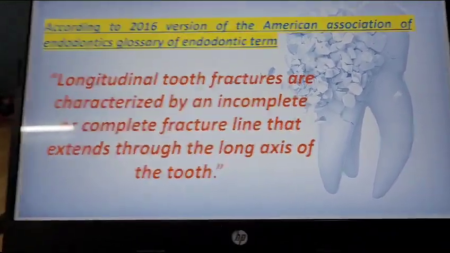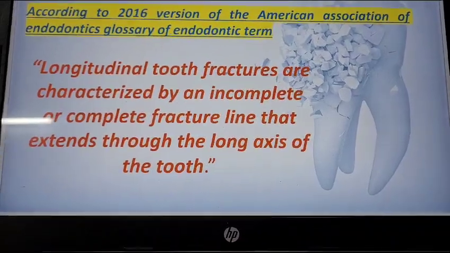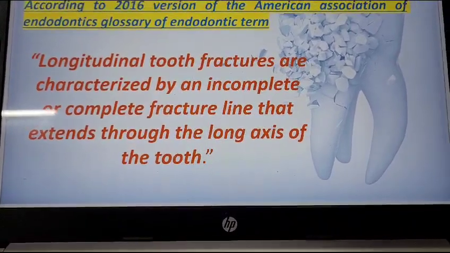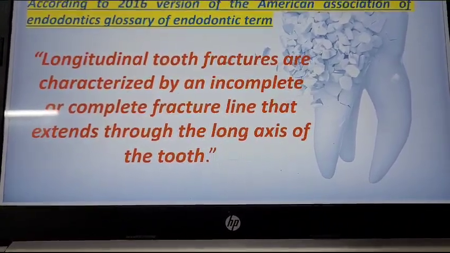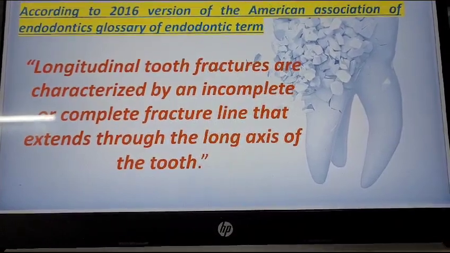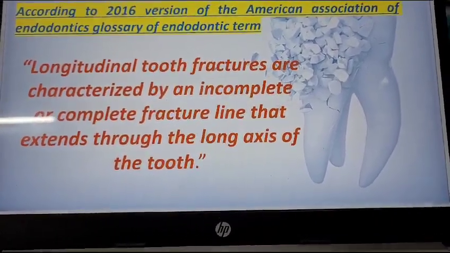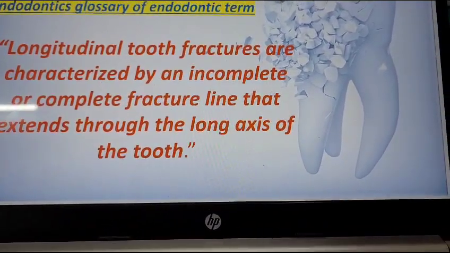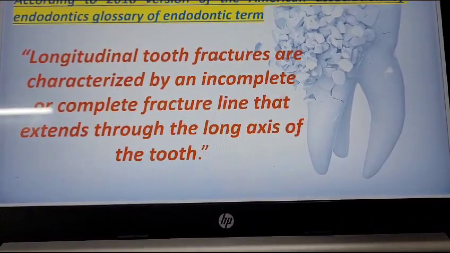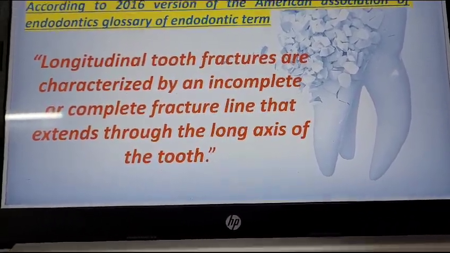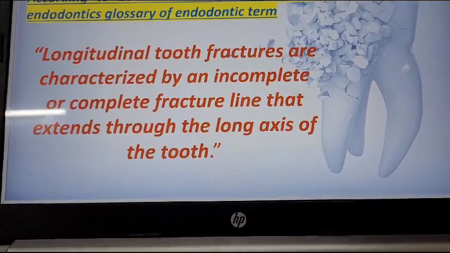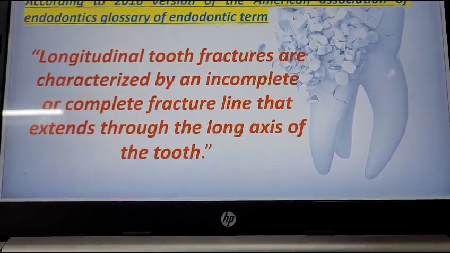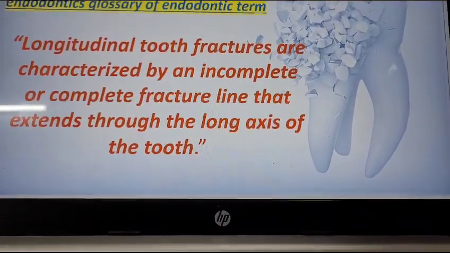According to the 2016 version of the American Association of Endodontists Glossary of Endodontic Terms, longitudinal tooth fractures are characterized by either an incomplete or complete fracture line that extends through the long axis of the tooth. The term longitudinal fracture is used because it typically represents a vertical extension of a fracture over distance and time. So these linear fractures tend to grow and change over time.